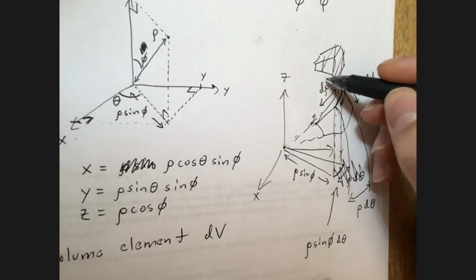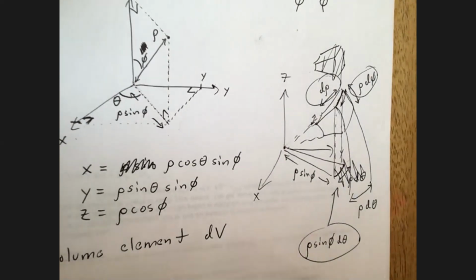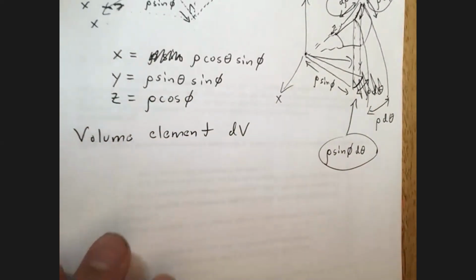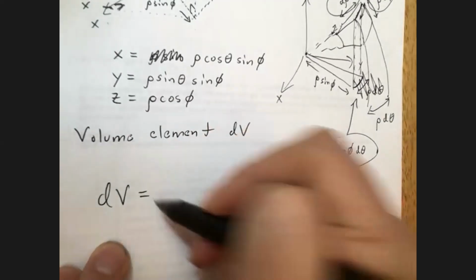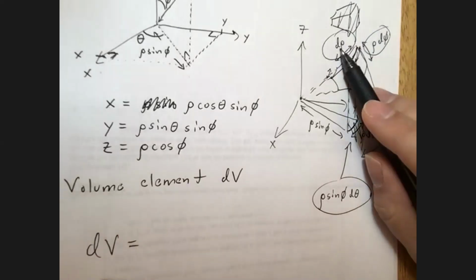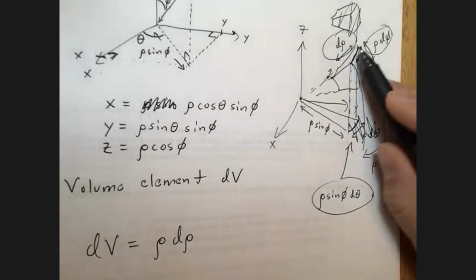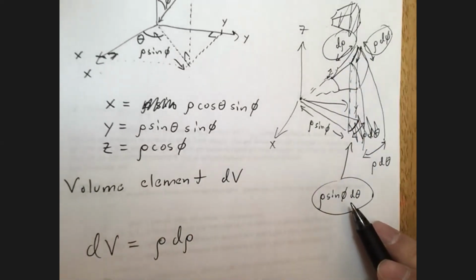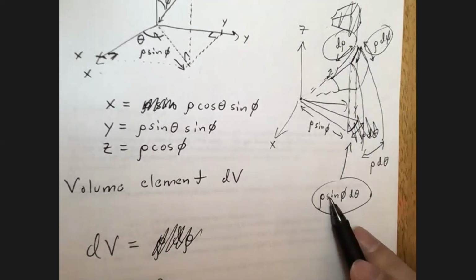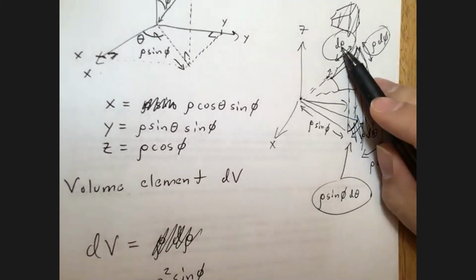So I have my three components of the volume element: this, and this. Those are the three things I have to multiply together to get my volume element. So dV is going to be the product of those three circled things. I'm going to put it in this order: rho times d rho, times rho sine phi. So that's going to be rho squared sine phi, and then d rho, d theta, d phi.